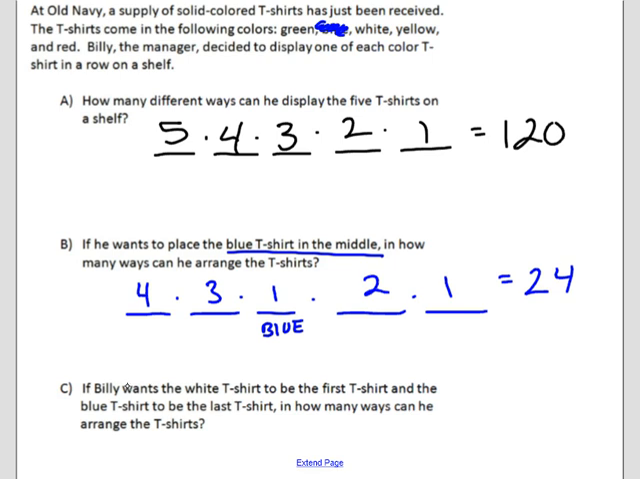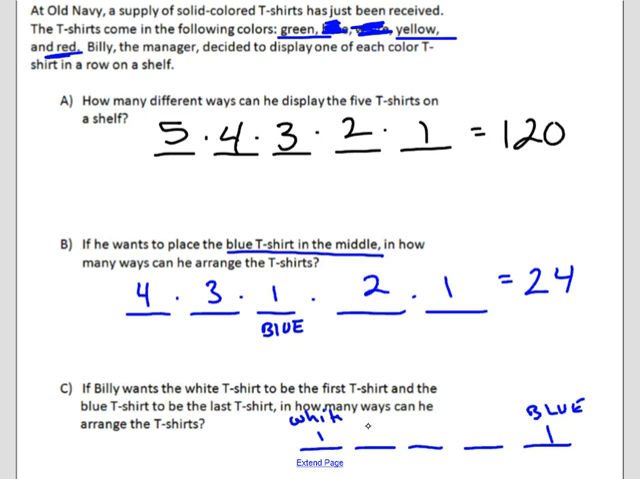All right, the last one. Billy has changed his mind, and he wants the white t-shirt to be the first and the blue one to be the last. So this one right here is guaranteed to be white, and this one is guaranteed to be blue. Apparently he didn't like blue in the middle. Now, if this one has to be white, then there's only 1 choice there. If the last one has to be blue, there's only 1 choice there. And if you think about how many choices we have left now, well, we've taken care of the blue one, we've taken care of the white one. That leaves us green, yellow, and red left for these other three spots.